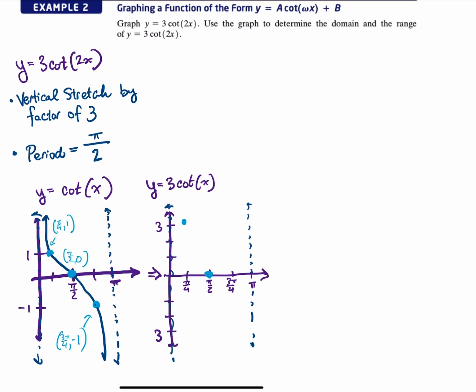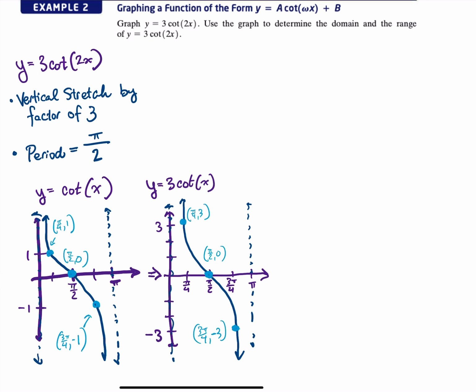This should be a negative here, so down here. So we get a vertical stretch. So let's add some labels. This is pi over 4, positive 3, pi over 2, 0, and 3 pi over 4, negative 3. So we just took all of our y coordinates and multiplied them by positive 3.